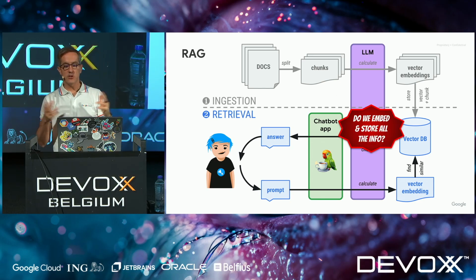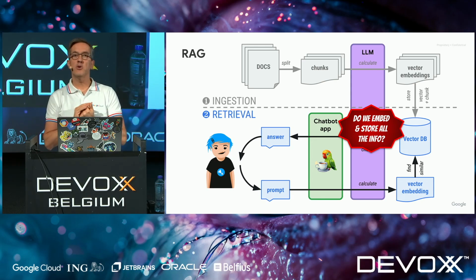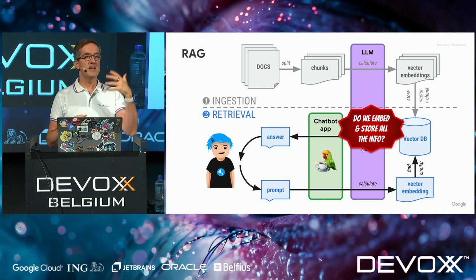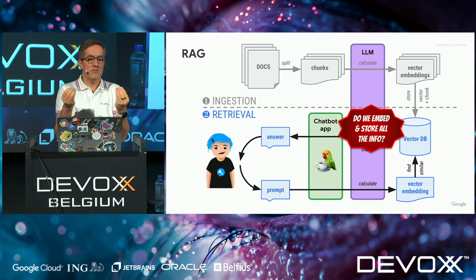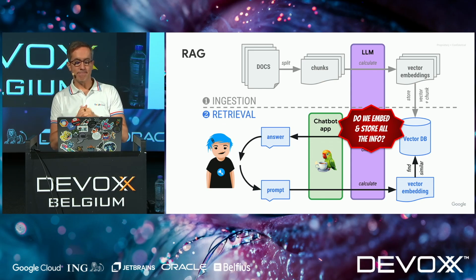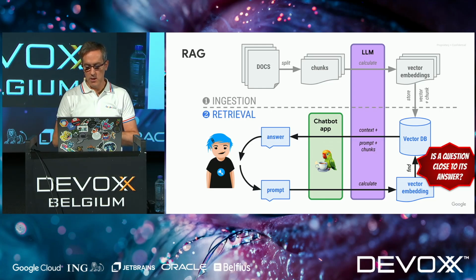Do we embed and store all the information? Well, I hope so. But sometimes, for some documents, for example, with the default PDF parser, if there's a diagram or a picture in the PDF, maybe it's not extracted basically. So maybe you don't really store all the information from the PDF or other source.